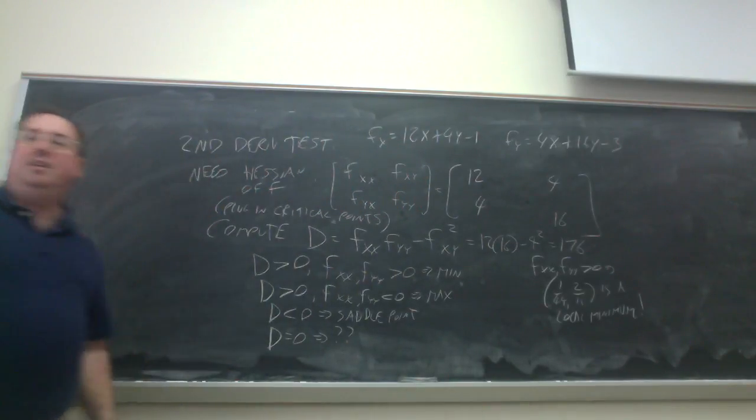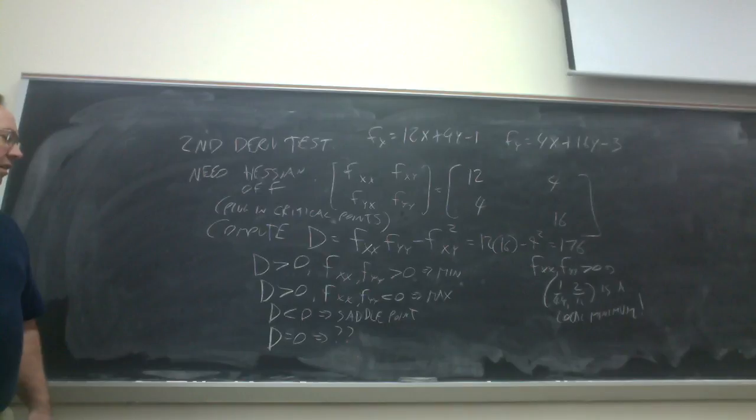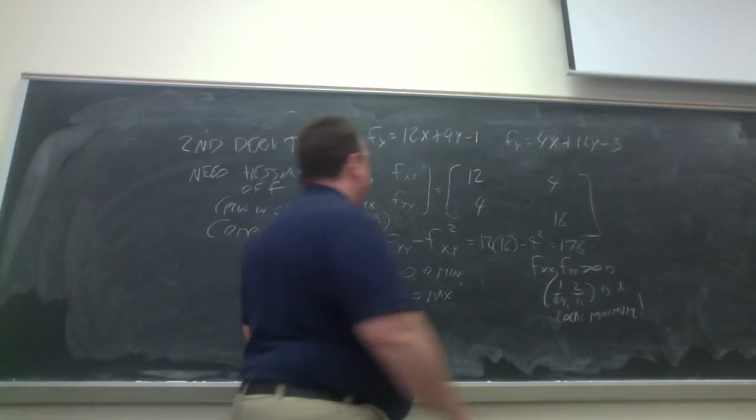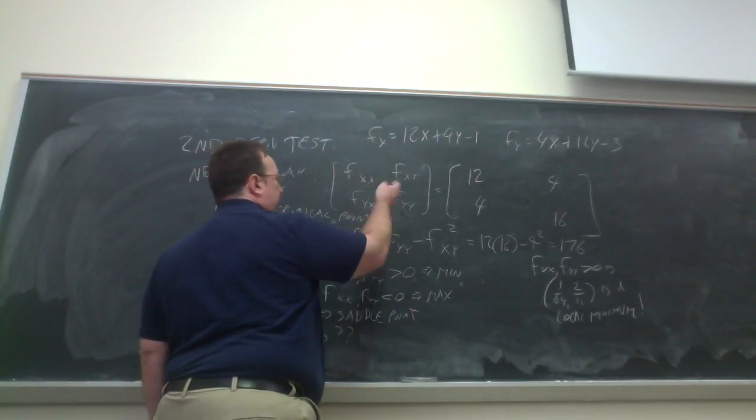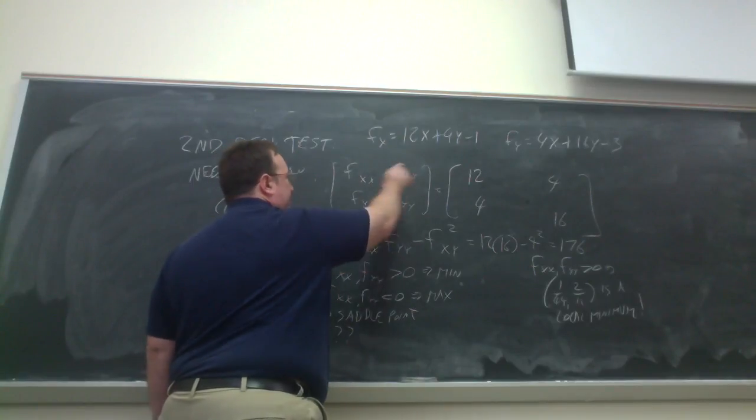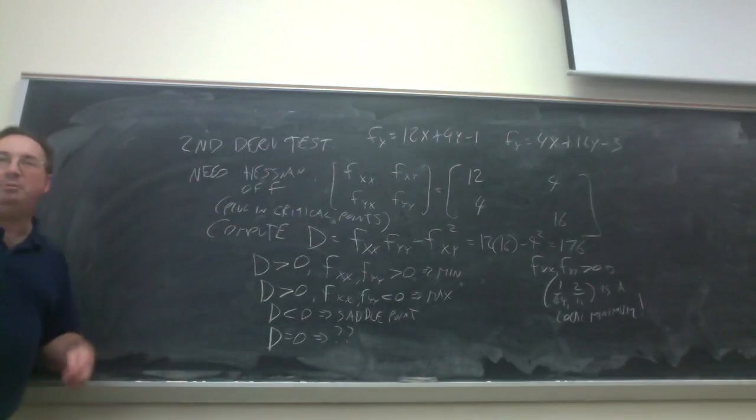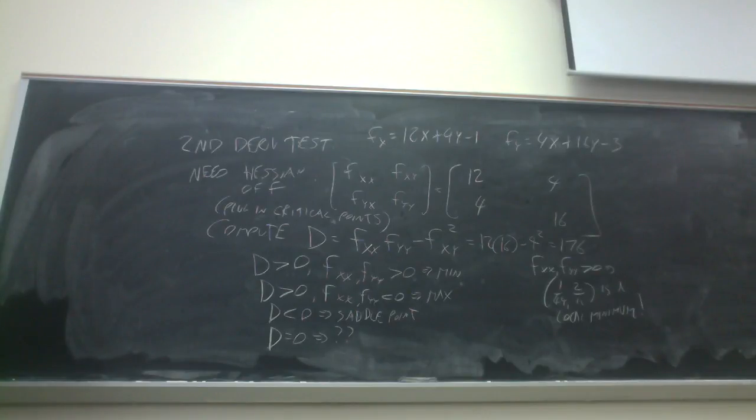And D, the equation for D is just straight out of the book, correct? Yes. It happens to be, but this is why we write the second partial derivatives this way. It's the determinant of this 2x2 matrix. So if you remember that from other classes, that's what it is.